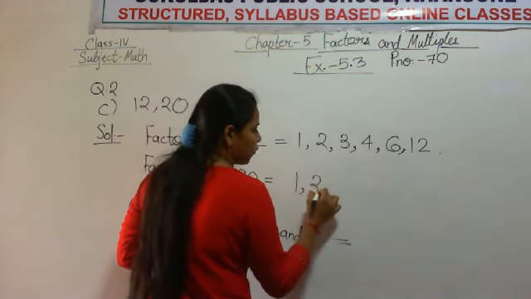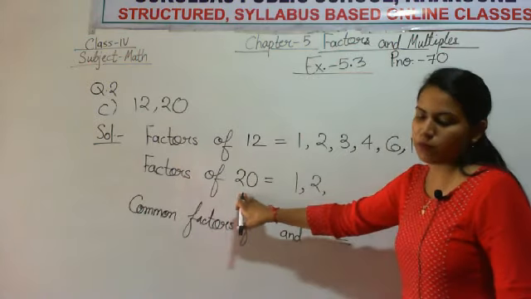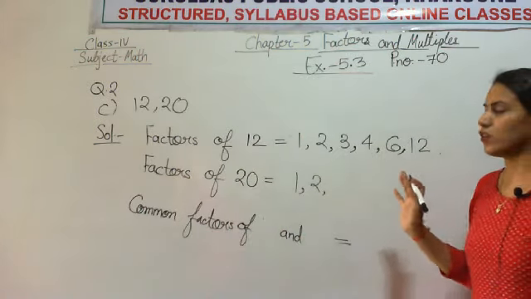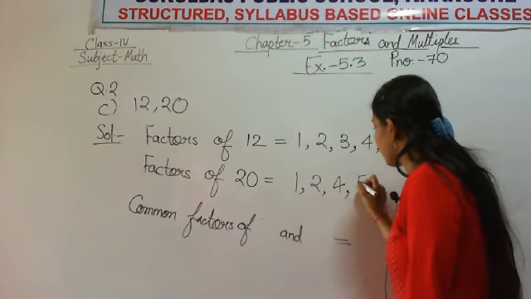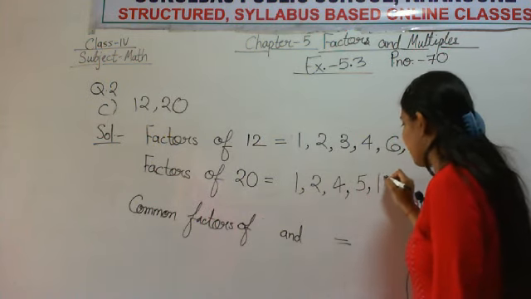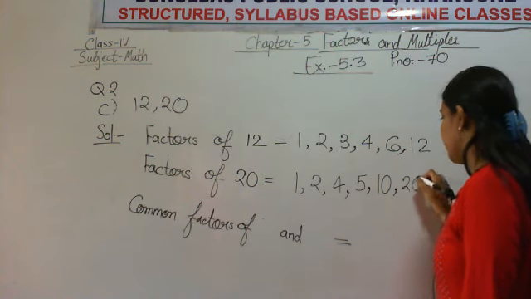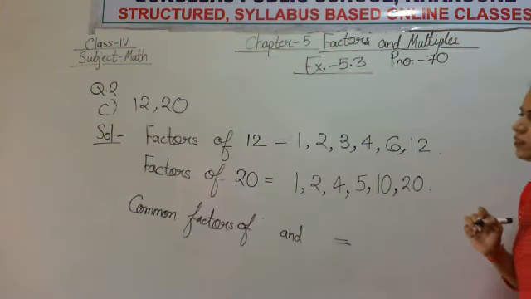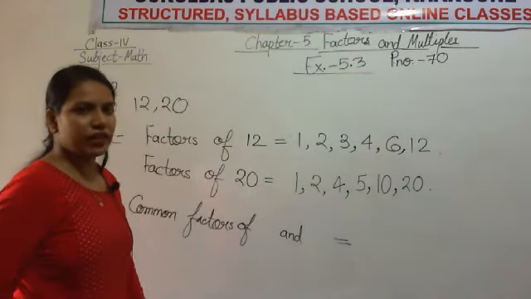1, 2. 20 is not exactly divisible by 3, so 3 is not a factor of 20. 4 is a factor, 5 is a factor and 10 is a factor and 20 is a factor, right, of 20. We have written the factors for both the given numbers.